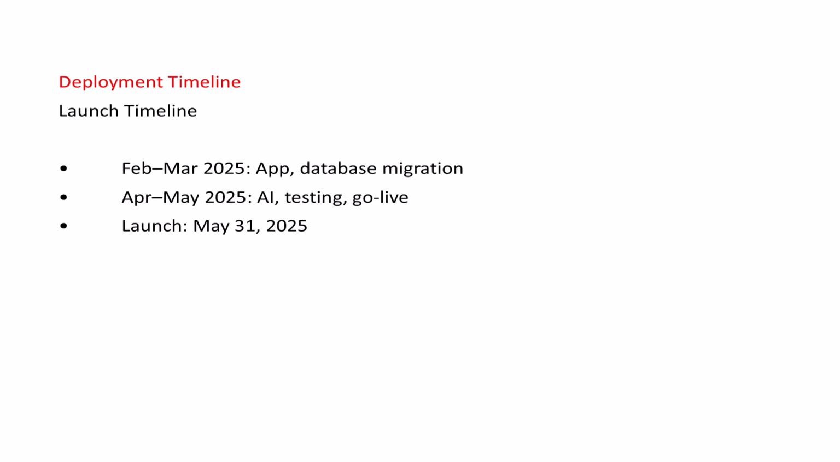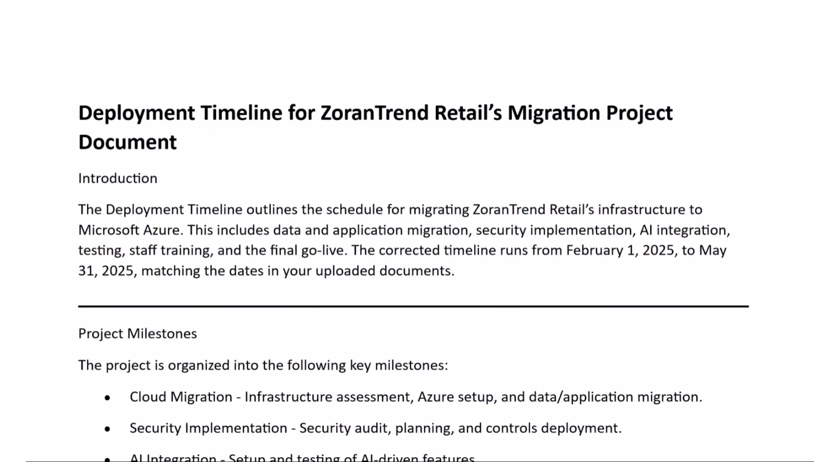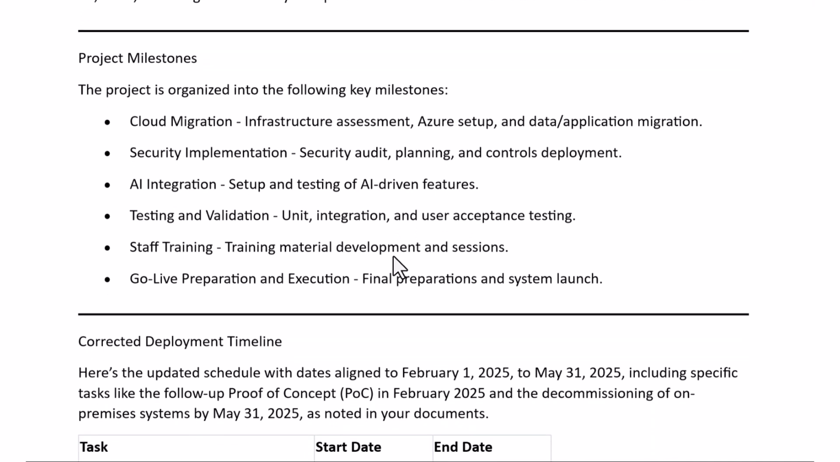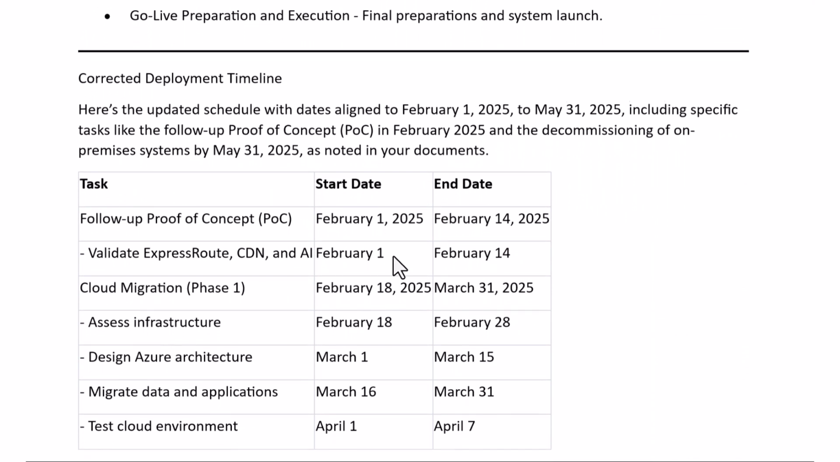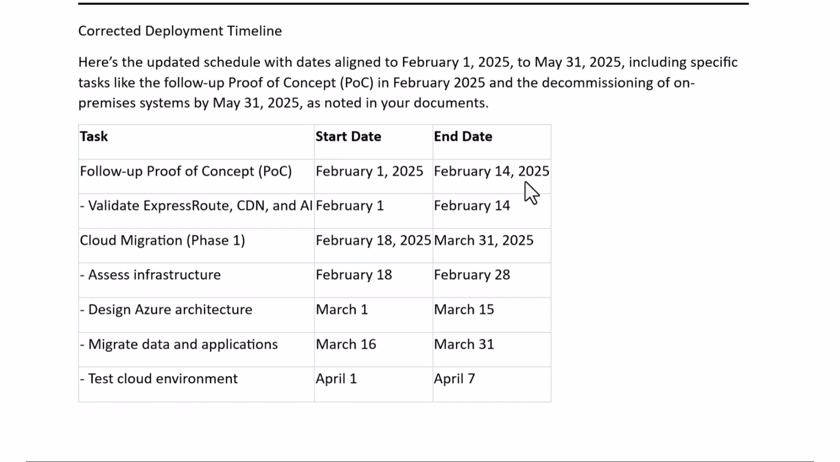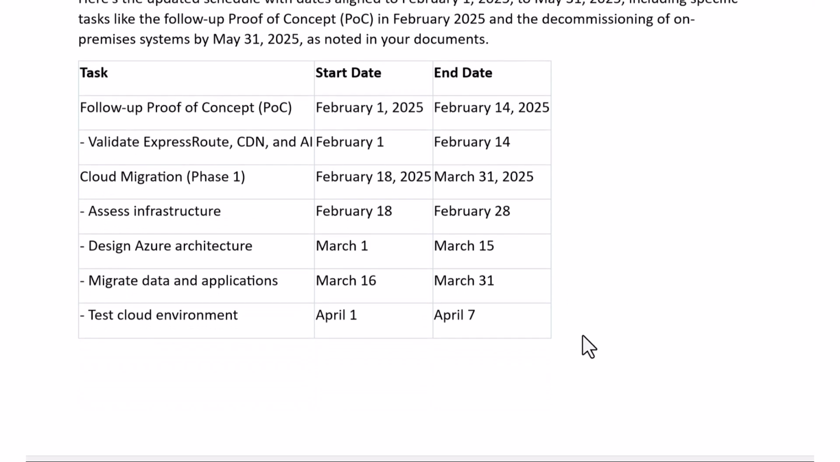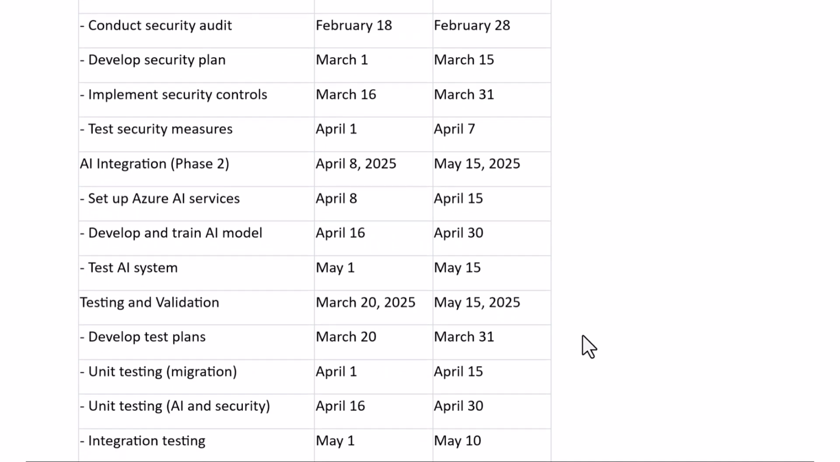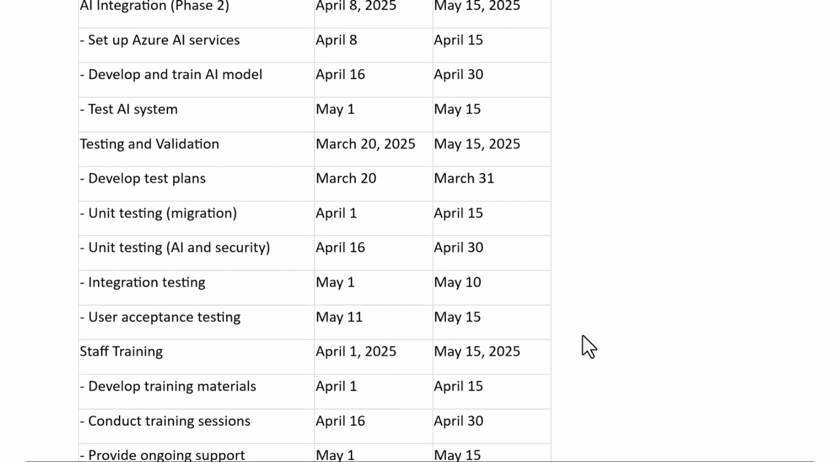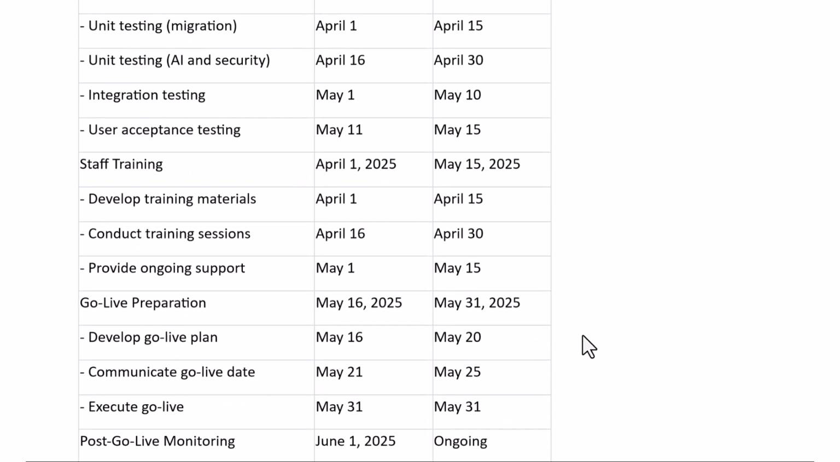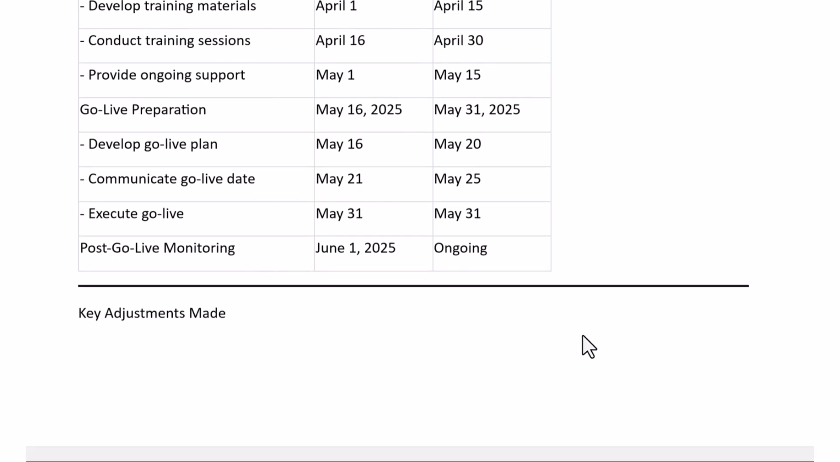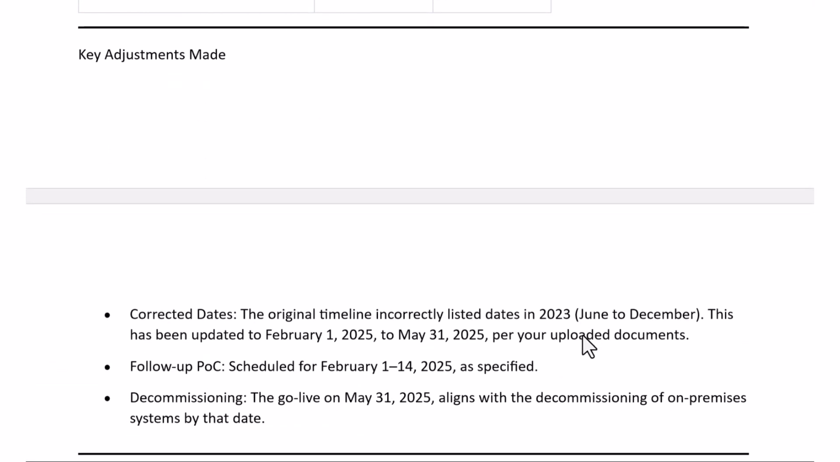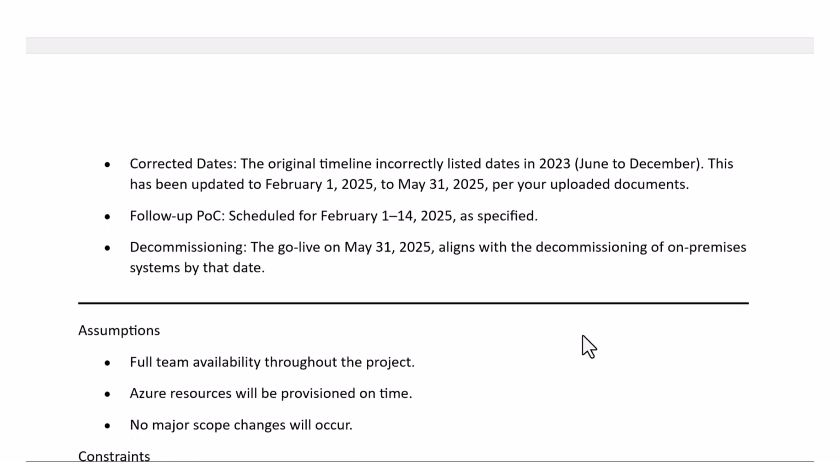Deployment timeline. Objective is to achieve system launch within 3 months. The deployment timeline serves as the strategic roadmap for Zoran Trend Retail's cloud migration, meticulously coordinating every phase to ensure a seamless launch on May 31st, 2025. Beyond a mere schedule, it orchestrates data migration, staff training, and system integration with precision, addressing past challenges like the Black Friday outage to deliver a successful rollout.